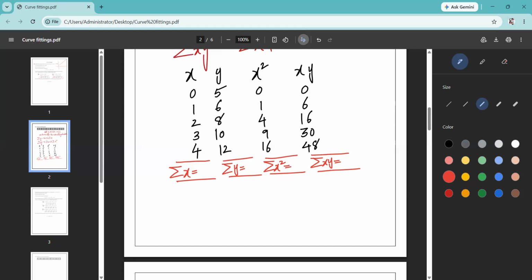What is summation x? Yes, hello. Yes, you can give me the answer in the chat box also. Summation x value.